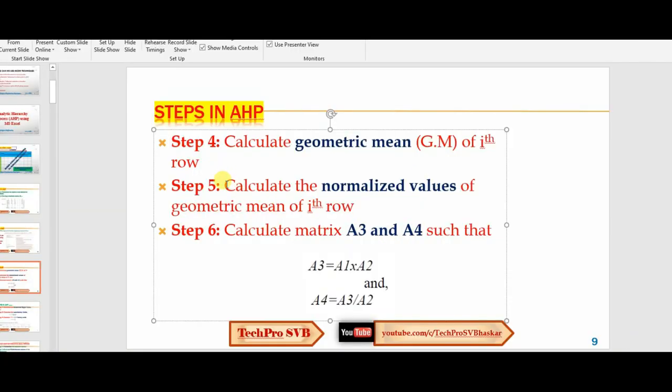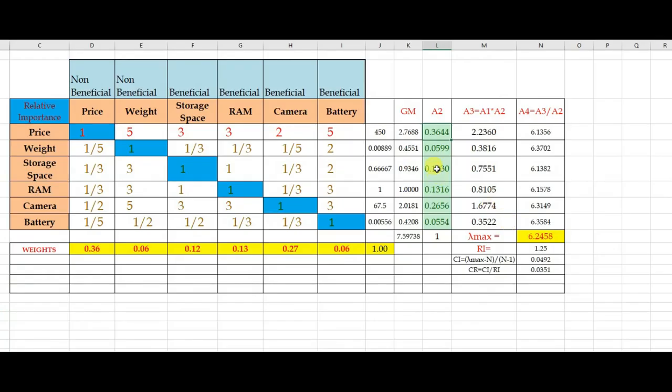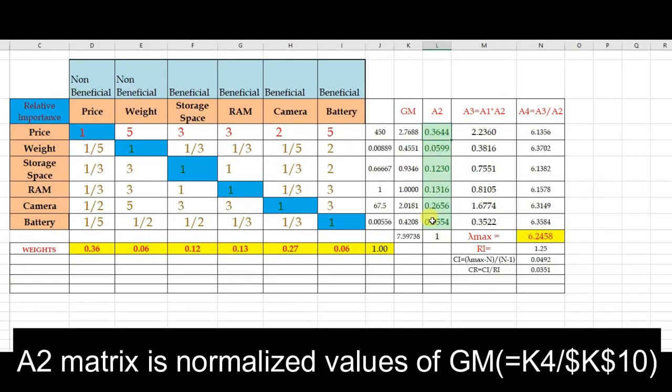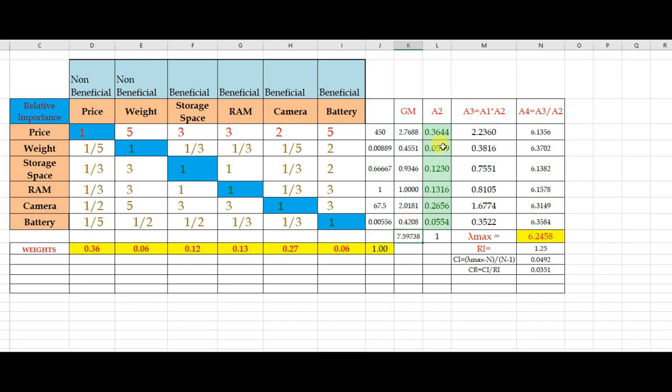You can see for calculation of that, we have to calculate the normalized values of the geometric mean of the ith row. So we can see here, these are nothing but normalized values of the geometric mean. How is it calculated? See the formula. It is K4, meaning this cell value divided by this cell value. Now what is this value? This is simply the sum of all these geometric mean values. So this particular value is obtained by this value divided by this value. This is the way we calculate all the normalized geometric mean values.